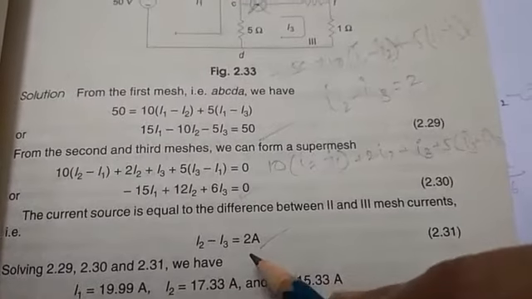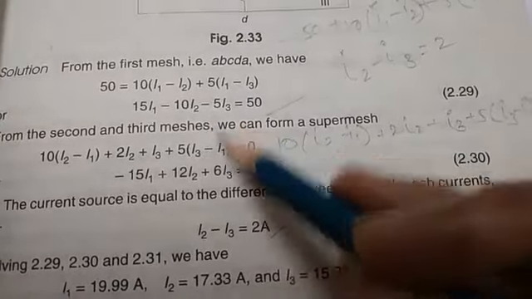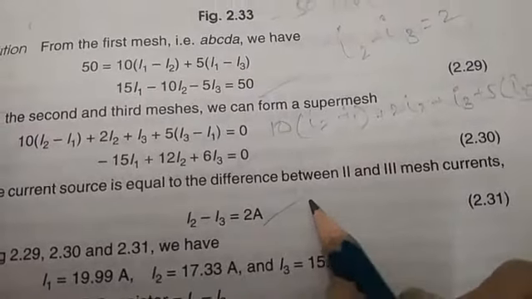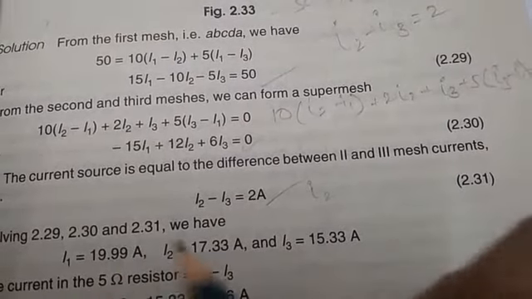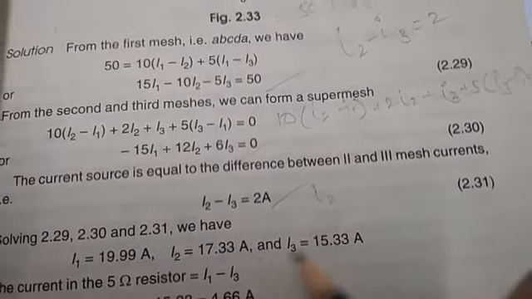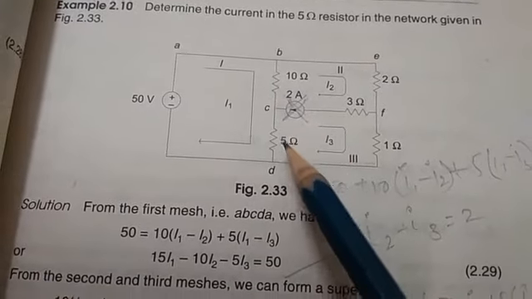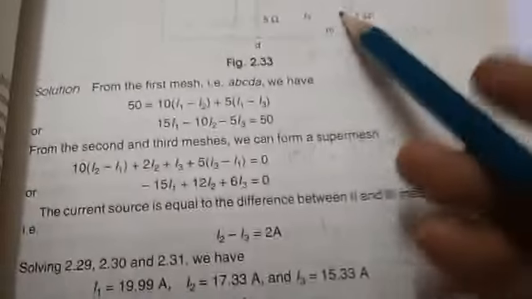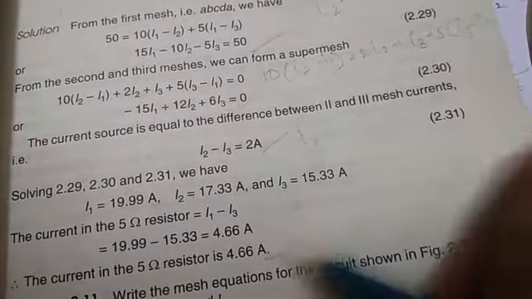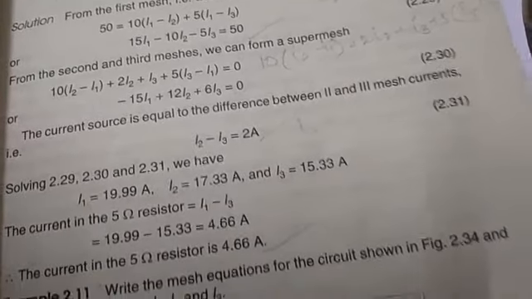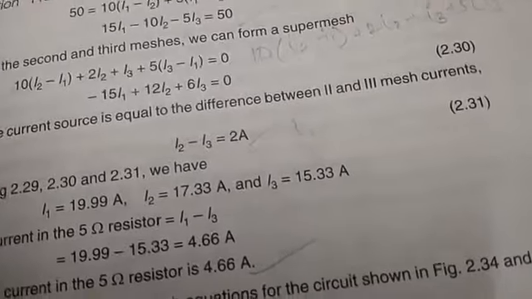Once I write the equations, I will substitute the terms in place of I2 or I3, I will get common terms, and I will calculate what is I1 and I2 and I3. Once I calculate I1, I2 and I3, I will find out the current through the 5 ohms resistor, either I1 minus I3 or I3 minus I1, depending upon the value I calculate. This is the way how to calculate your super mesh analysis.